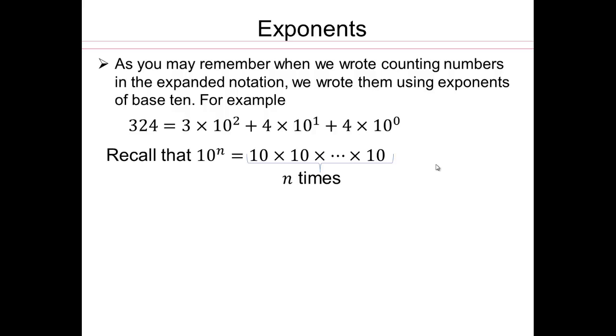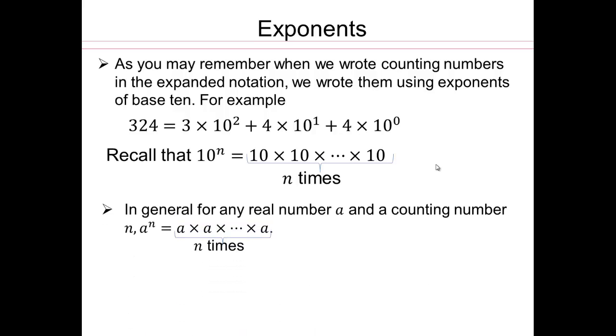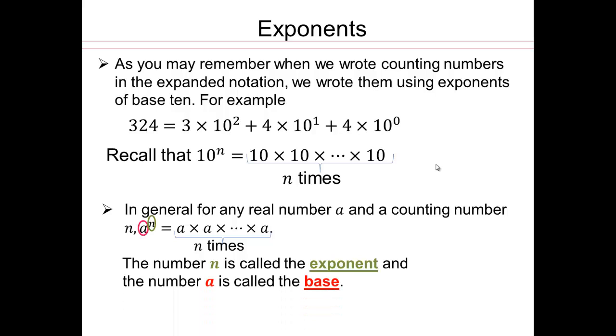is a counting number. So in mathematics, if you replace the 10 with any real number a, what do you think a to the n should stand for? In order to be consistent with the 10 to the n interpretation, we should have a times a times a, n times. The number n is called the exponent, and the number a is called the base.